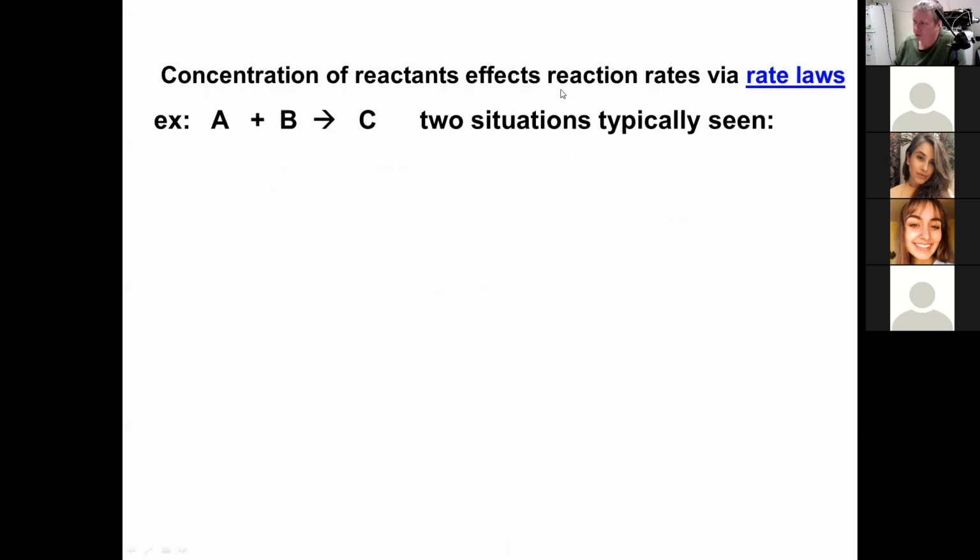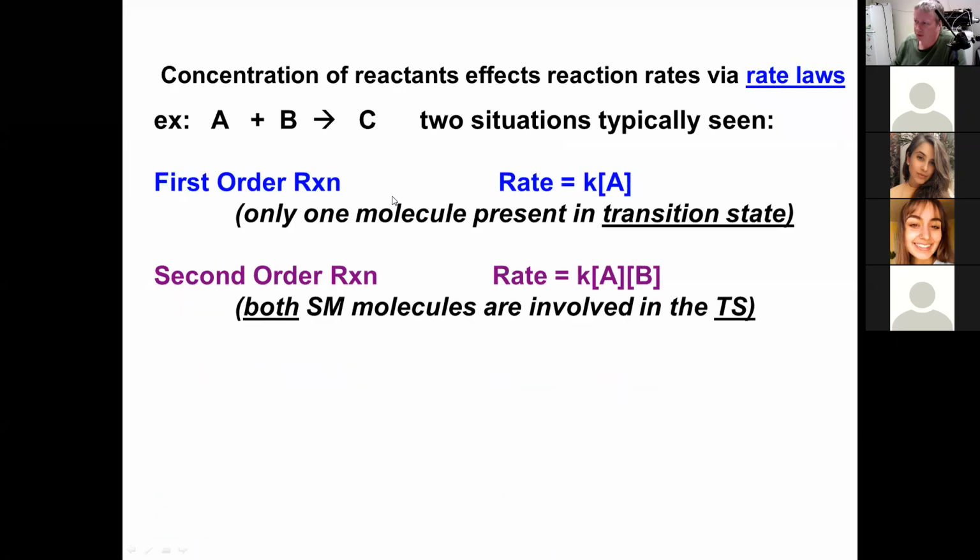So the concentration of reactants affects the rates via something called a rate law. If we consider A plus B going to C, there's two ways we can see this reaction. One is a first order reaction where the rate of the reaction depends on a rate constant, called K, times the concentration of A. So the rate of the reaction would depend on A, right? So if you have lots of A, the reaction goes fast, okay?